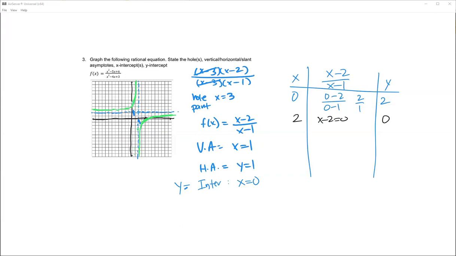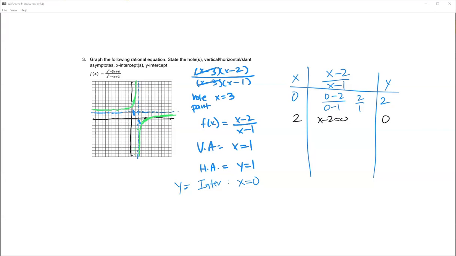Good. Any questions on that? Okay. Yes, the whole. Is that what you asked? Oh, yeah, I was going to ask if there's two vertical asymptotes. In this case, no, because we crossed out the x minus 3. That's why. If we didn't cross out the x minus 3, there would be 2 vertical asymptotes.